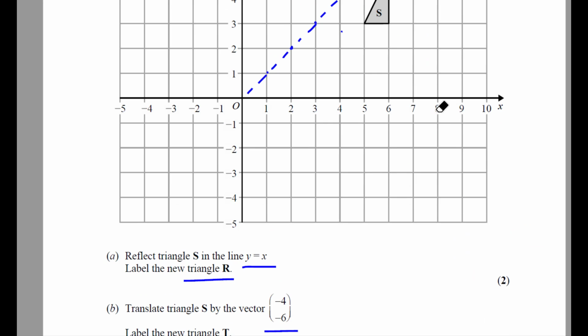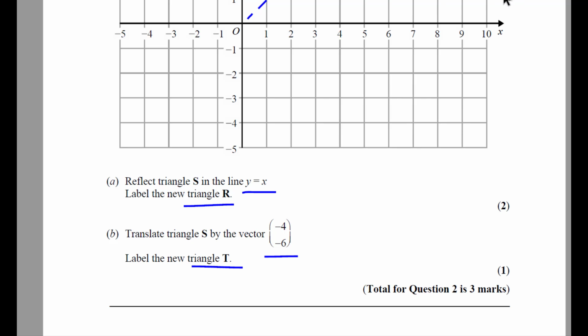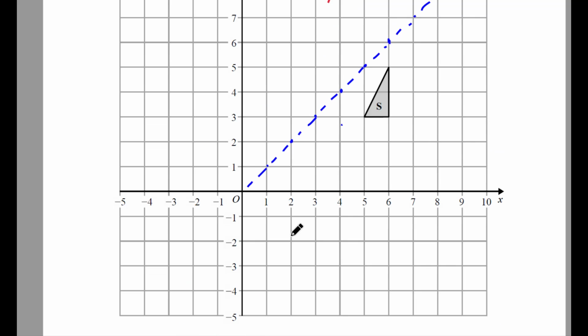Okay, on to question 2 now. We've got to reflect the triangle S in the line y equals x, label the new triangle R, and then translate the triangle S by the vector -4, -6 and label the new triangle T. So you're just doing 2 transformations on one page. It does name the triangle, so be careful with this question here.